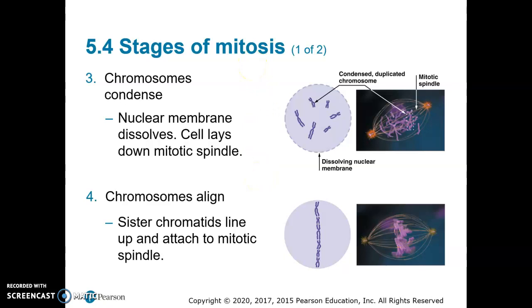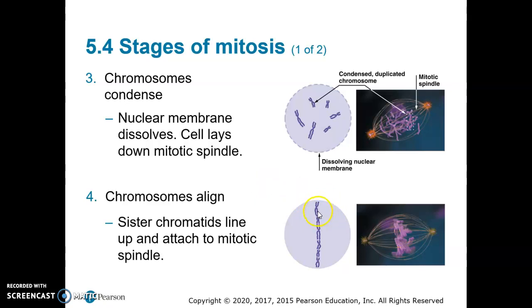So the chromosomes become condensed. The nuclear membrane starts to break down. This is prophase. From prophase, you move to metaphase. And in metaphase, the sister chromatids or the chromosomes are all lined up right down the center of the cell. And so remember, these are sister chromatids. They're exact replicas of each other.